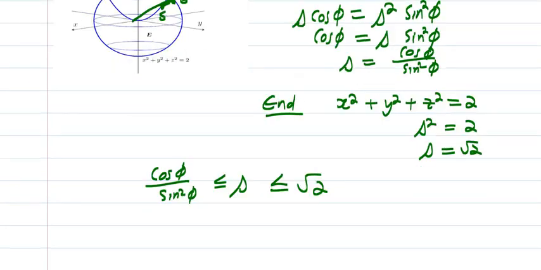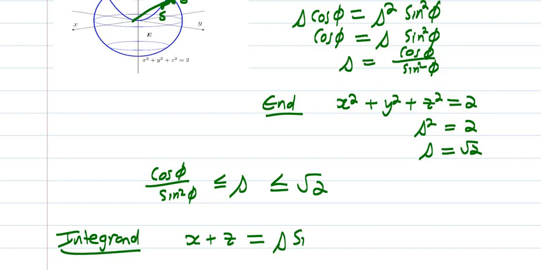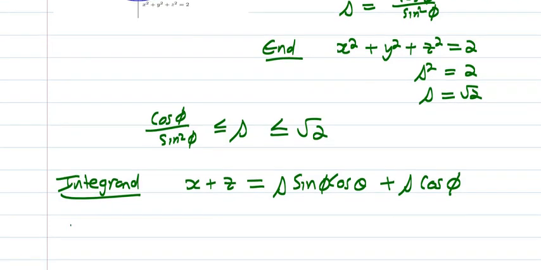So we quickly have to look at the integrand. So remember, the integrand for this question was given as x plus z, but we're going to spherical coordinates, all right? So we've got to say, yes, I know that x is rho sine phi cos theta, and I know that z is rho cos phi. And now we can finally look at the integral.